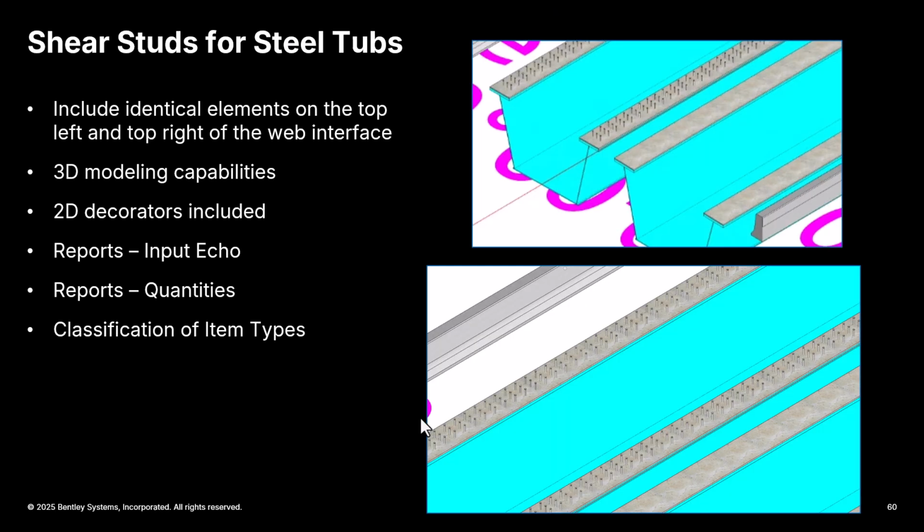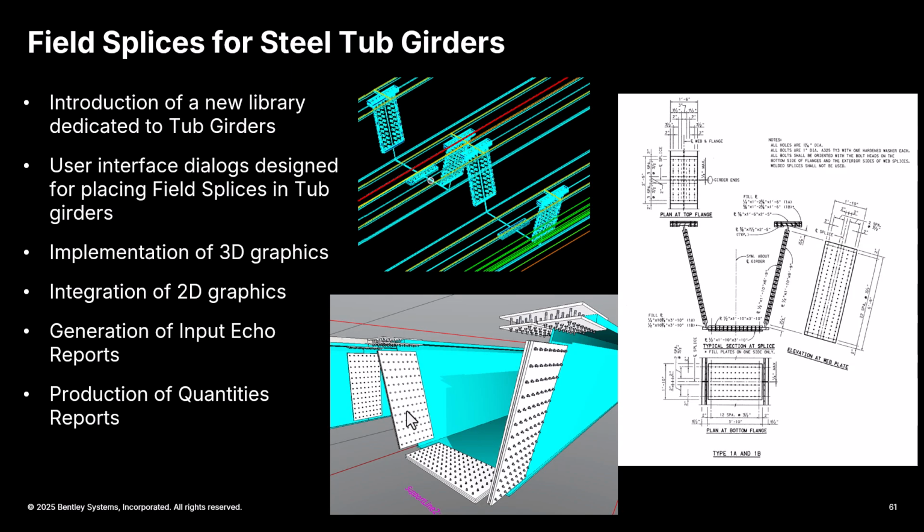Also shear studs for the steel tops, and then fill splices too. Fill splices also have a special library in which we add fill splices just for the steel tops. You just need to adjust the dimensions of the fill splice depending on the dimensions of your steel box or steel top. They are not going to adjust automatically.